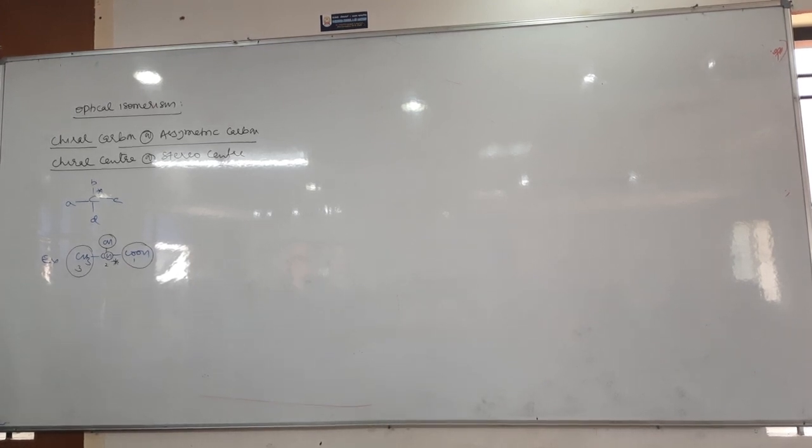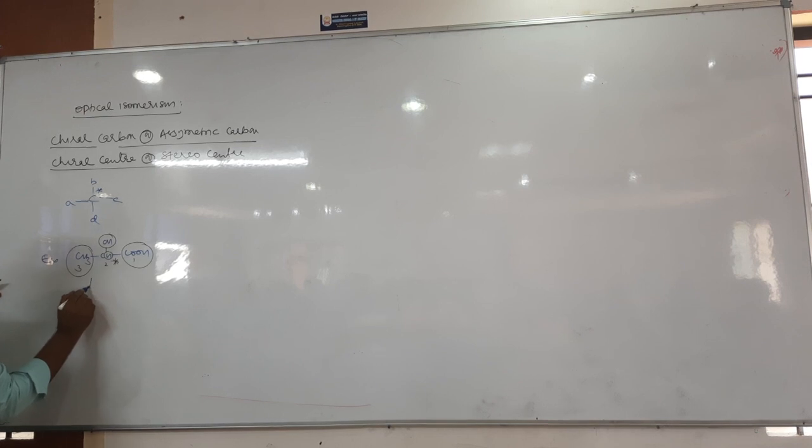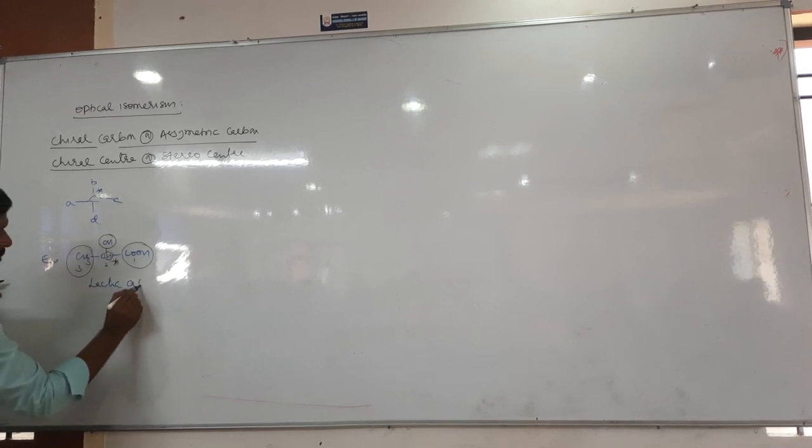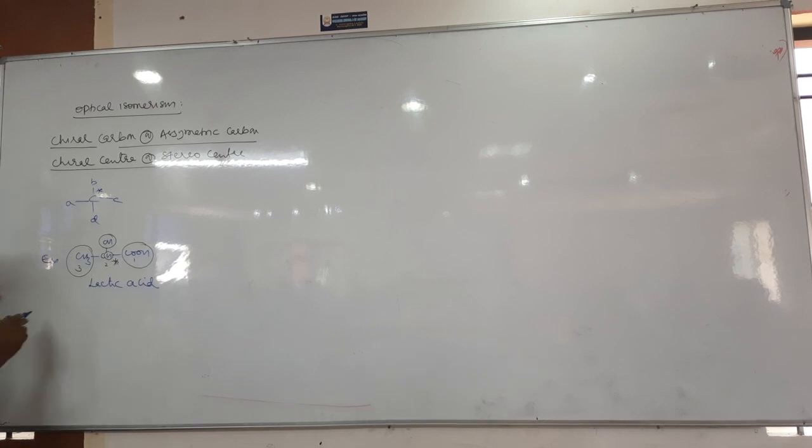Next point. Molecules having at least one asymmetric carbon can exhibit optical isomerism. Take an example. This is called lactic acid.